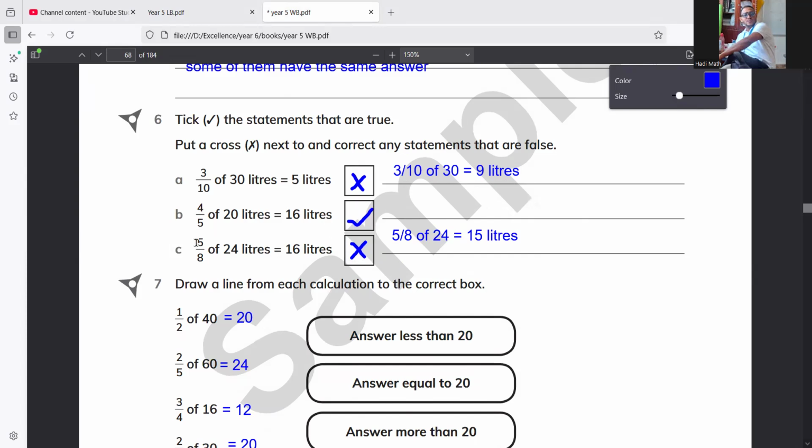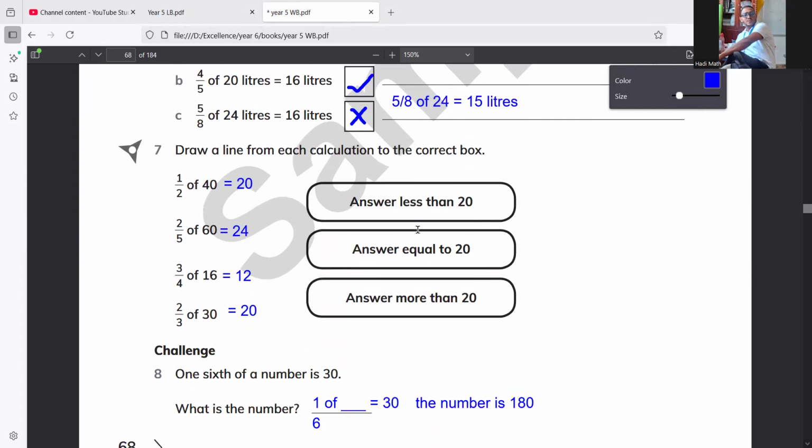The one after, they say 5 over 8 of 24 liters is equal to 16 liters. Let's find it. 24 divided by 8 is equal to 3, and 3 multiplied by 5 is equal to 15. So this is the wrong answer. So we say 5 over 8 of 24 is equal to 15. And as I mentioned before, 24 divided by 8 is equal to 3, and 3 multiplied by 5 is equal to 15. So the correct answer is 15 liters.